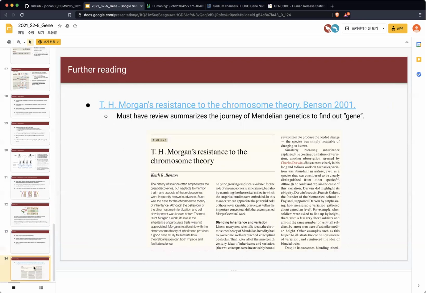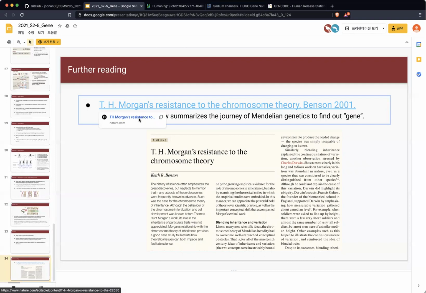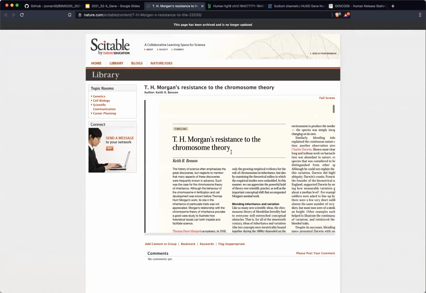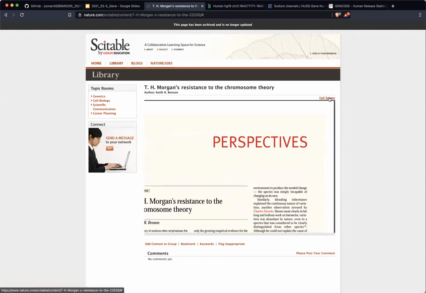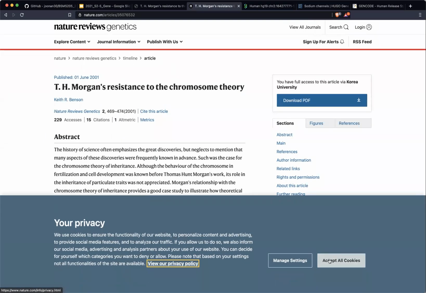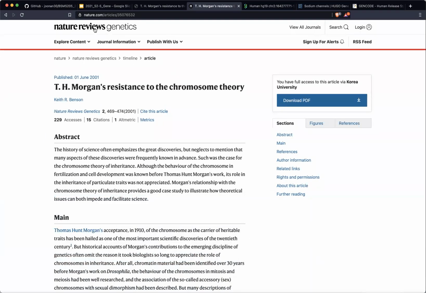And lastly, I want to introduce this review by Carl Benson in 2001, published in, I think, Nature Genetics or somewhere. Okay, the first screen. I actually want to search by Google. Okay, so this is probably the one. This is published in Nature Reviews Genetics. And this is one of the greatest reviews I have ever found in my life, right?